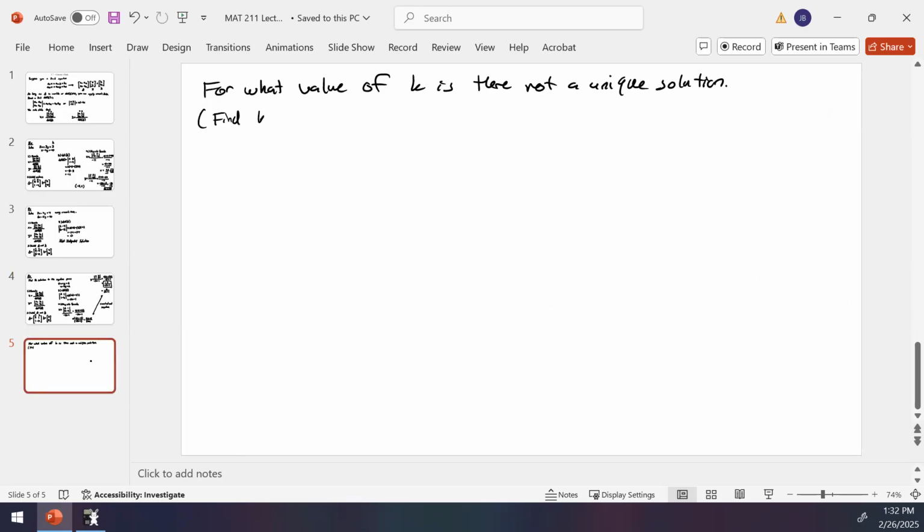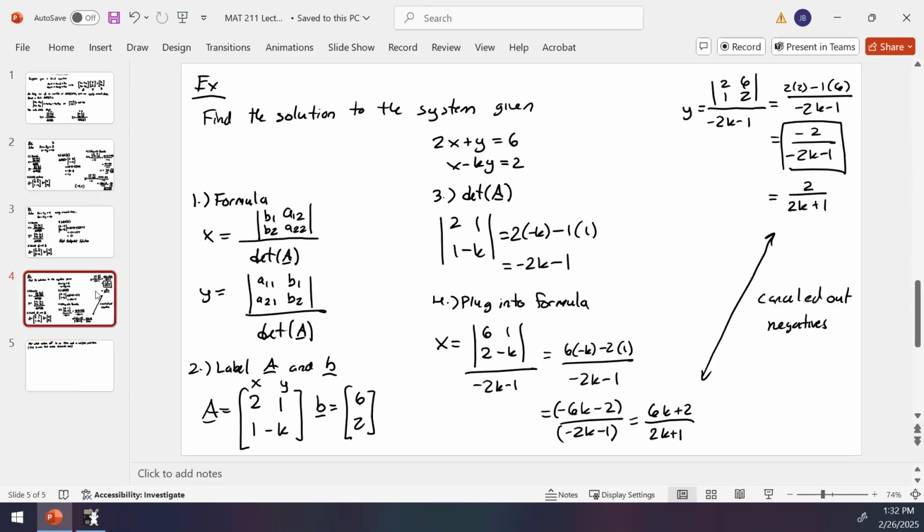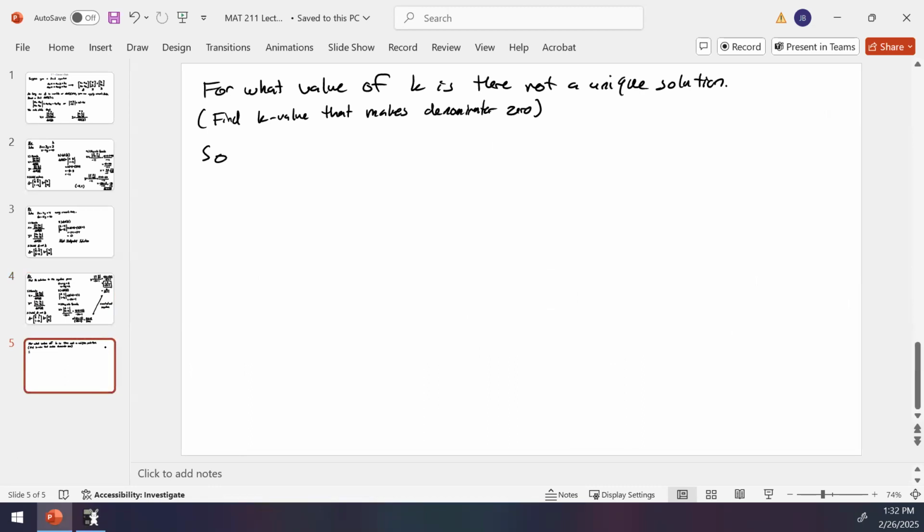find K value that makes denominator 0. So 2K plus 1, that equal to 0. You subtract over the 1, so you get a -1, divide over the 2, -1/2. So that's your bad number. If you plug in -1/2, then you will get division by 0, which we don't want. So every other number is perfectly fine, but for this one, you want to make sure that you don't use -1/2 because otherwise you would have division by 0.